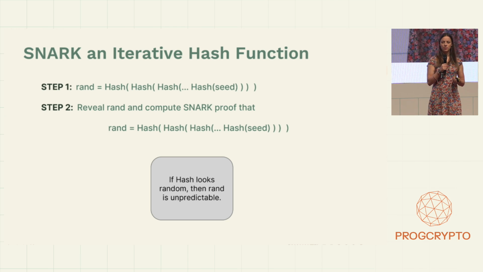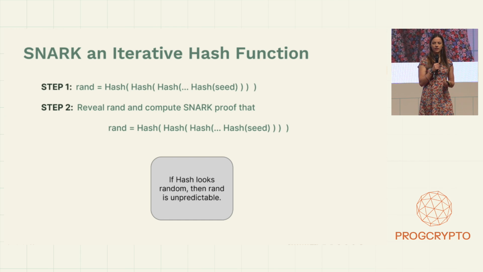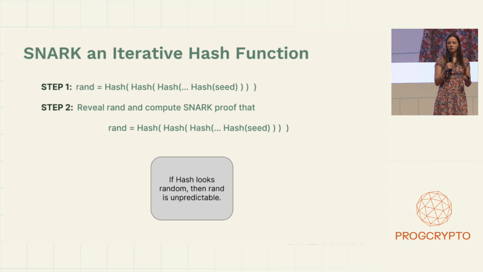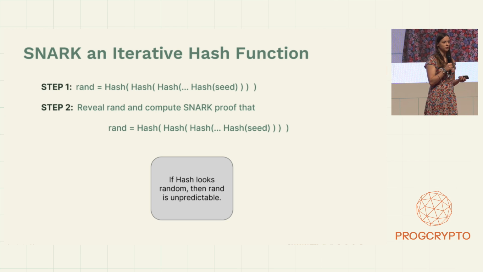And then in step 2, you're going to reveal this random output, and then you're going to compute a SNARK proof that rand was actually computed correctly so that anyone can verify that result without having to compute it for themselves. And the idea here is that if the hash function looks random, then the final output rand is unpredictable.